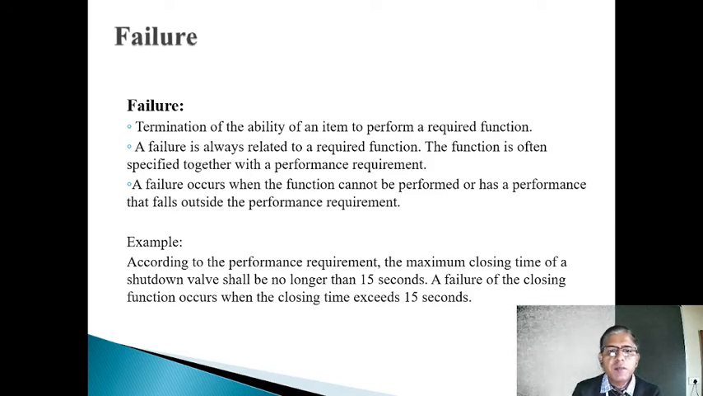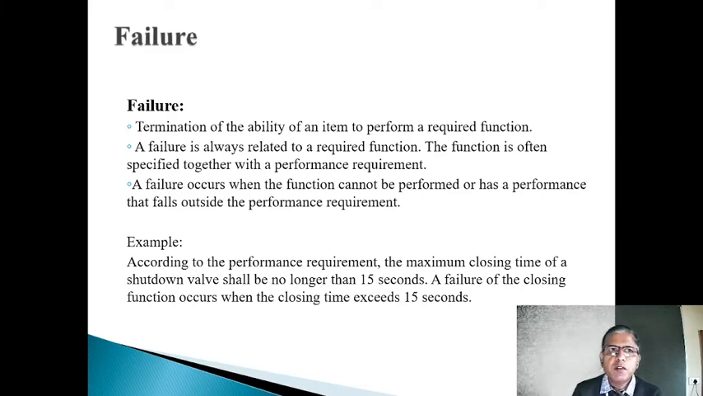Failure is nothing but termination of the ability of an item to perform a required function. So every component is intended to perform a certain function, and if the component terminates its function before the prescribed period, then it is called failure. A failure is also related to a required function. The function is often specified together with the performance requirement. A failure occurs when the function cannot be performed or has a performance that falls outside the performance requirement.